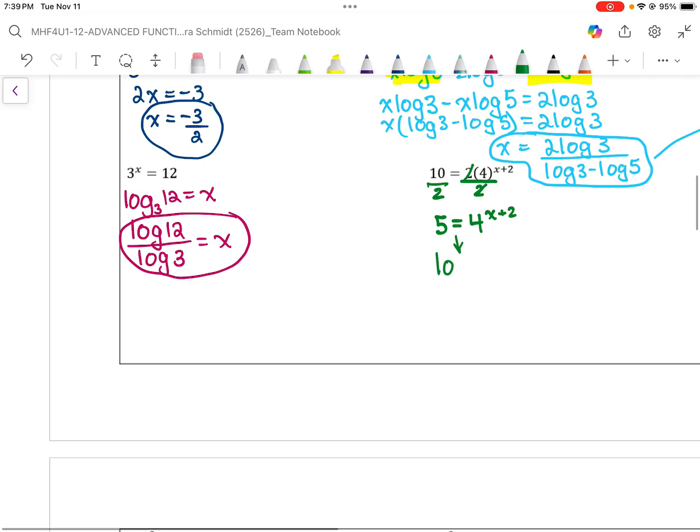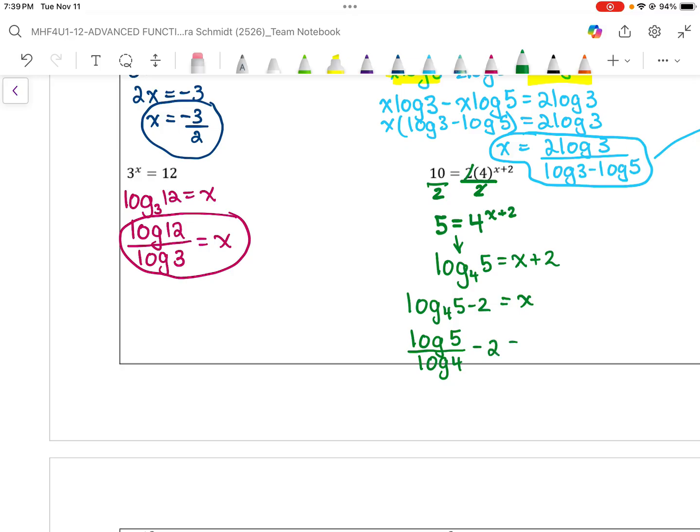And you could take the log of both sides, also works. Or you could switch it into log form by going log base 4 of 5 is equal to x plus 2. So then you know x is equal to log base 4 of 5 minus 2, which would be equal to log 5 divided by log 4 minus 2. And you could leave it like that. I'll just get that answer for you if I can. Log 5 divided by log 4 minus 2. So I got x is equal to negative 0.84, I guess.